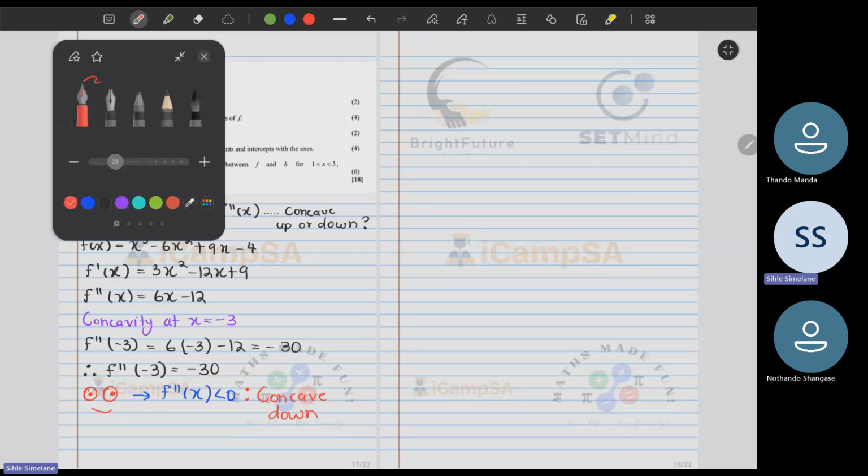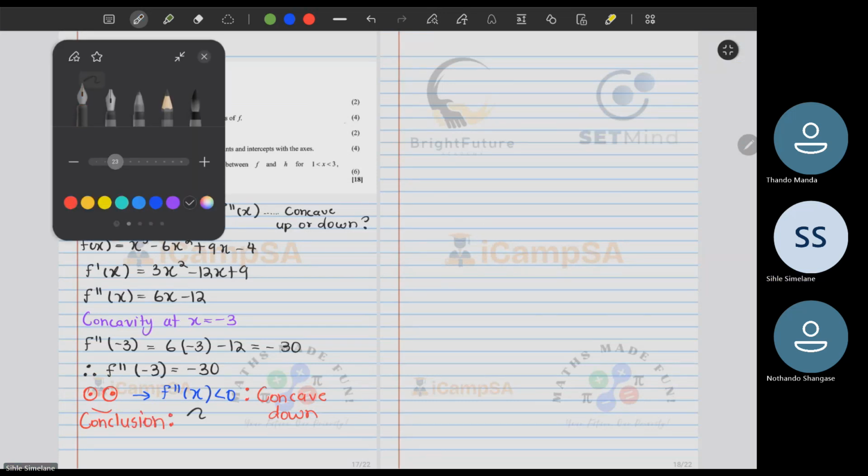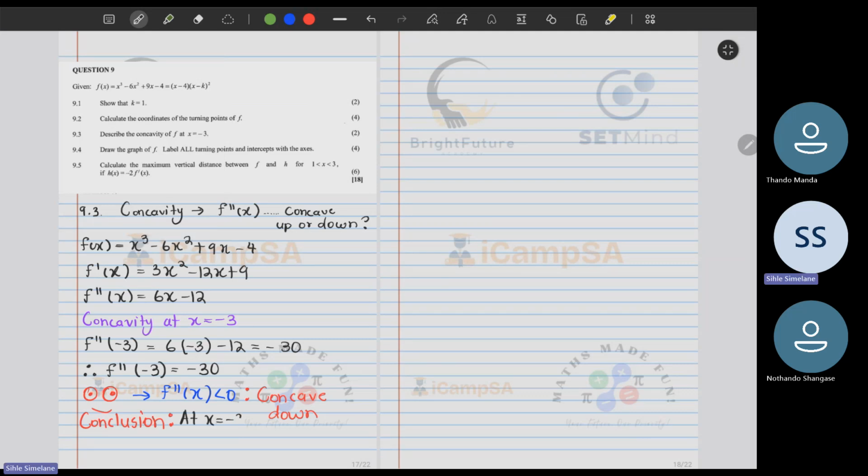So we can therefore put up our conclusion, which is that at x equals -3, the curve, or let's say f of x rather, at x equals -3, f of x is concave down. Okay. And that becomes our answer, guys.